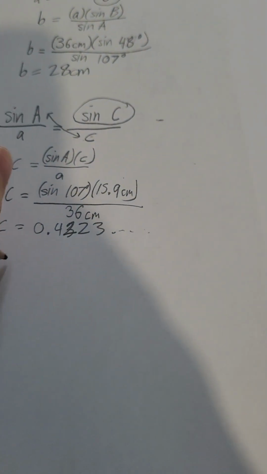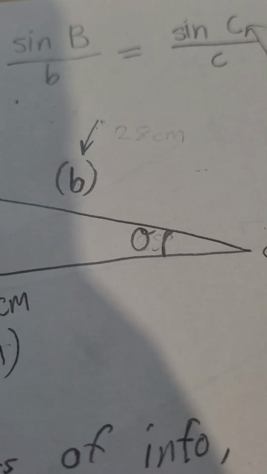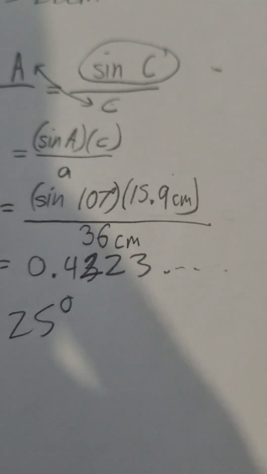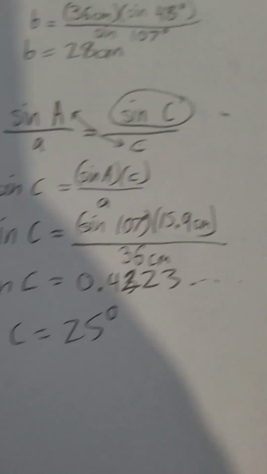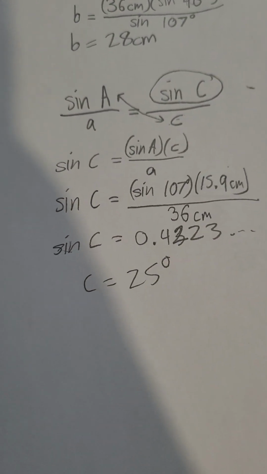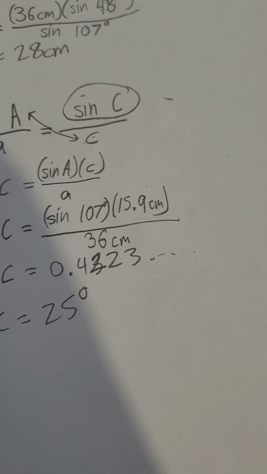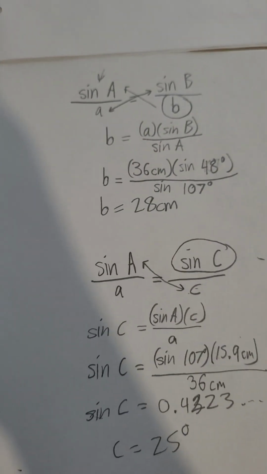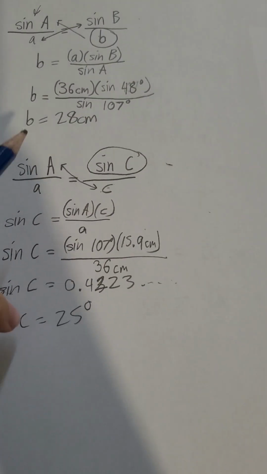And if you remember, C equals 25 degrees. That was the original angle measurement. You can kind of see the 25 that I erased. But that was the original angle measurement. It's a little bit off because of rounding and all that. But yeah, that was the original angle, so we know we got it right. And that's how you use sine law for both a side length and an angle.